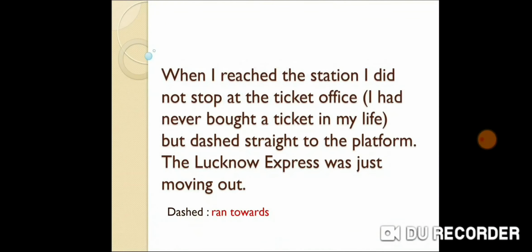When I reached the station, I did not stop at the ticket office. I had never bought a ticket in my life, but dashed straight to the platform. The Lucknow Express was just moving out.